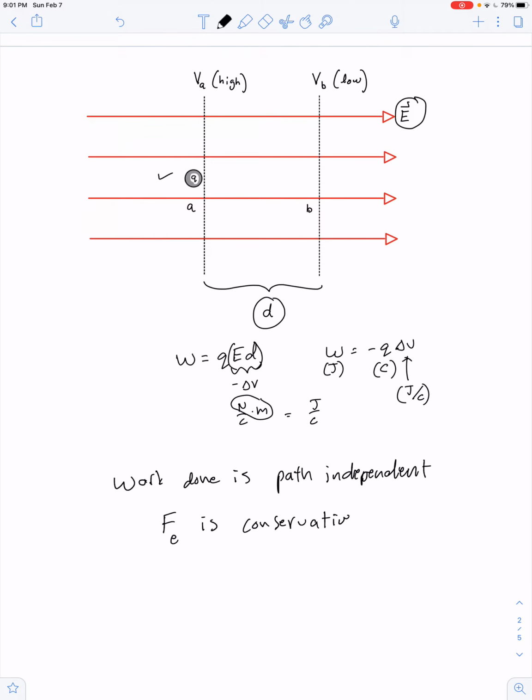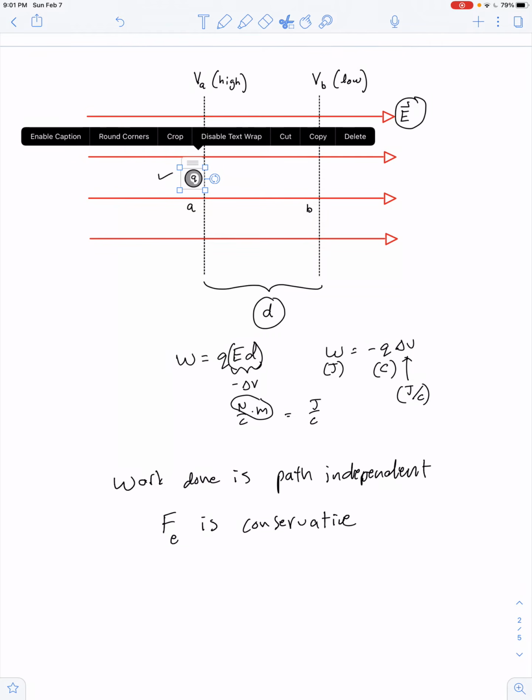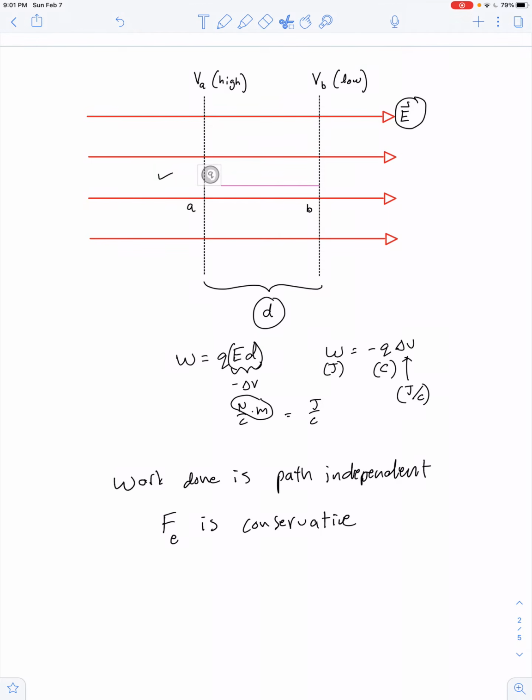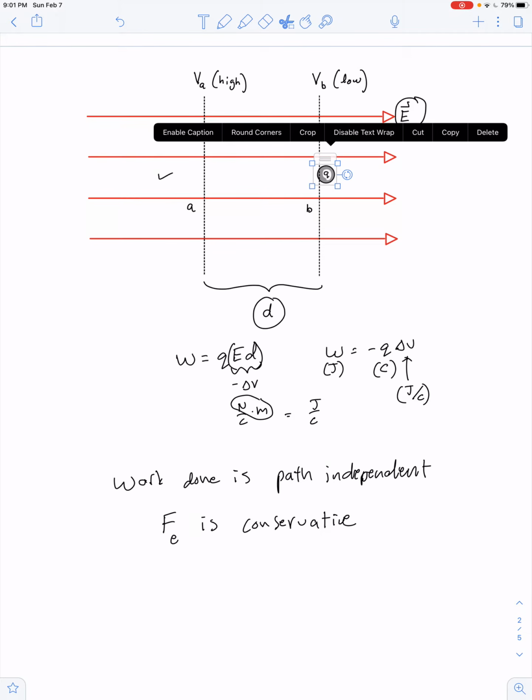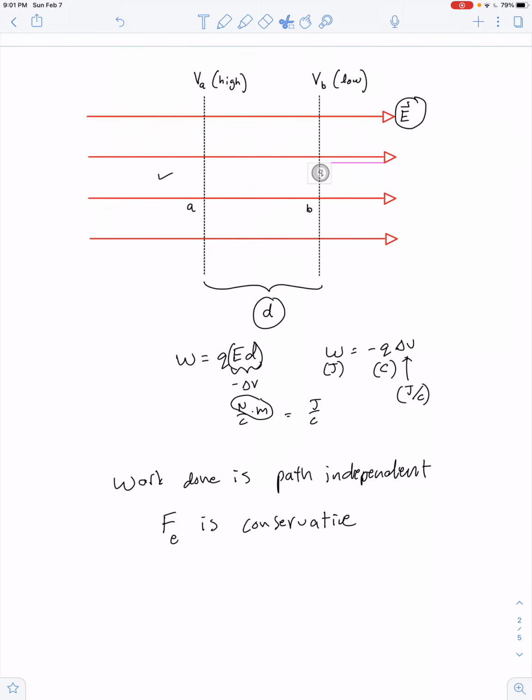So if the charge is released from rest, then the electric field does work on the charge, positive work, reducing its electric potential value, or moving it to a point of lower electric potential. If an external agent is used to return the charge to the place it came from, then negative work is done by the electric field, positive work is done by the external agent, and the electric potential increases.